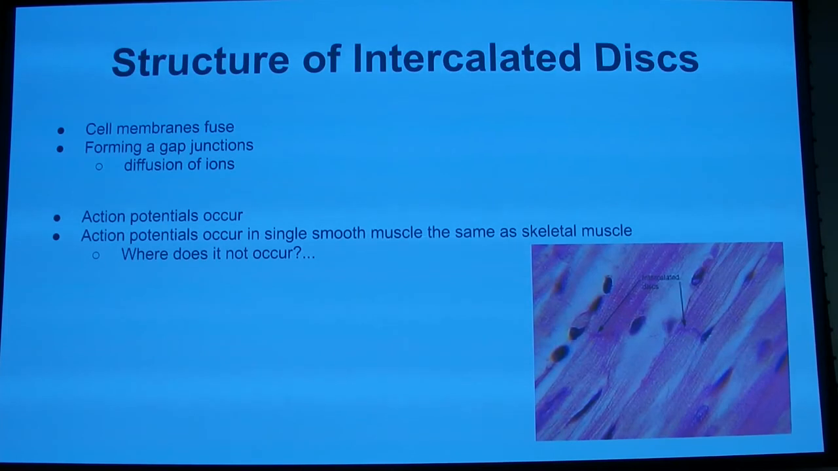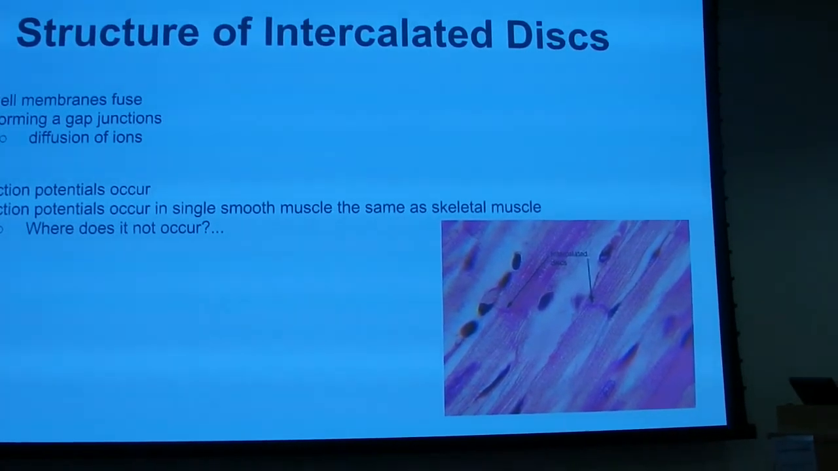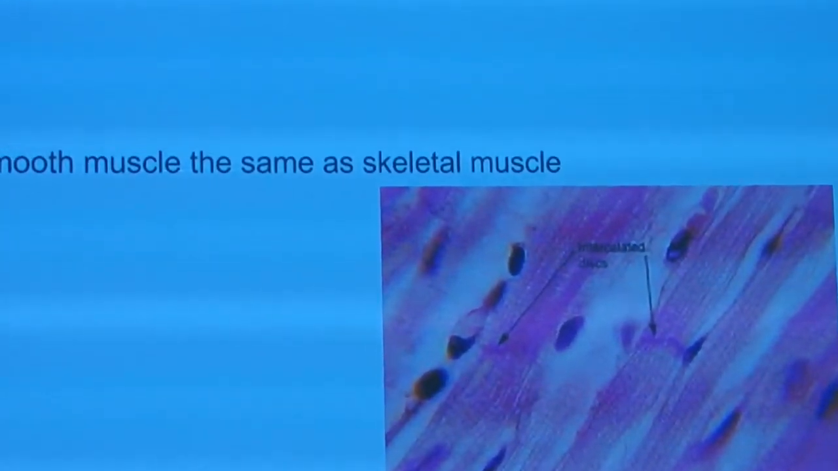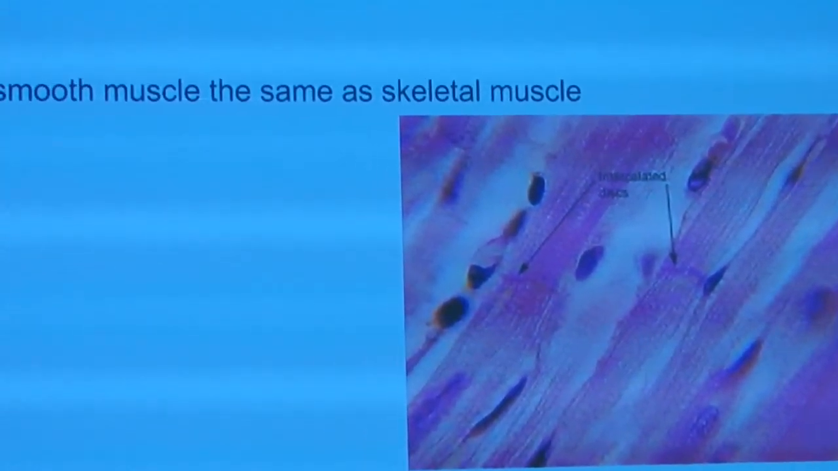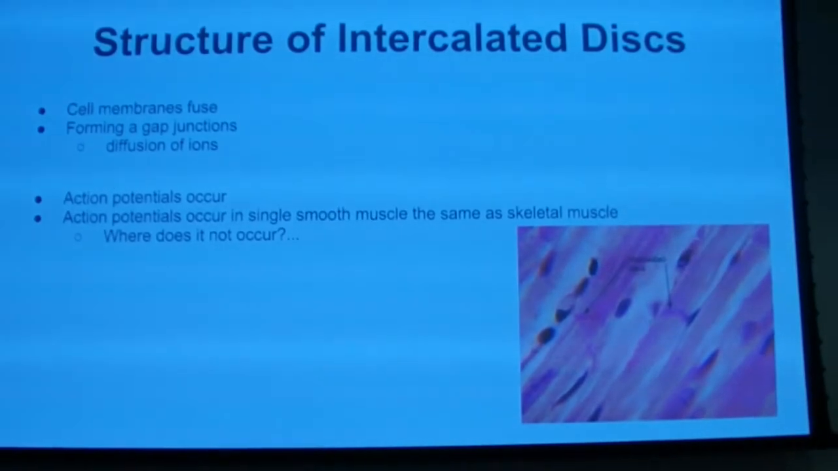Okay, let's move on now to the structure of intercalated discs of cardiac muscle. At each disc, the cell membranes fuse with each other, forming a gap junction that allows rapid diffusion of ions, which allows action potentials to travel easier from cell to cell. Action potentials occur in single-unit smooth muscle the same way as skeletal muscle, but they normally don't occur in multi-unit smooth muscle.